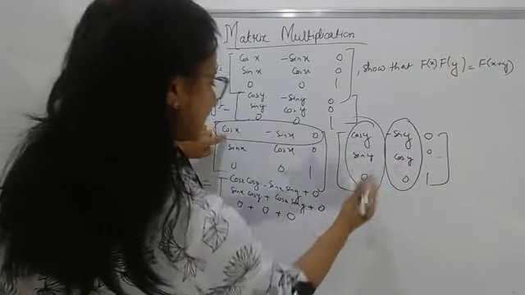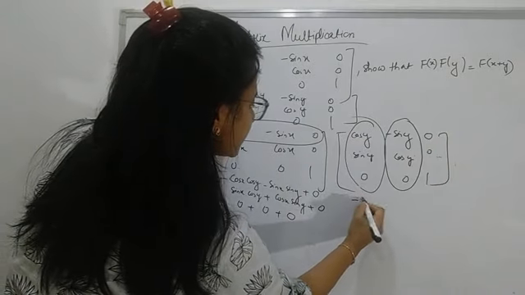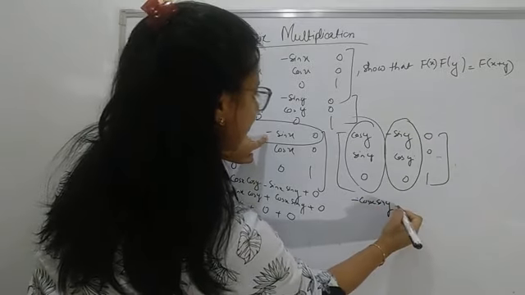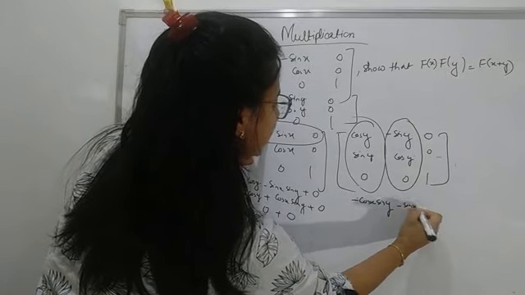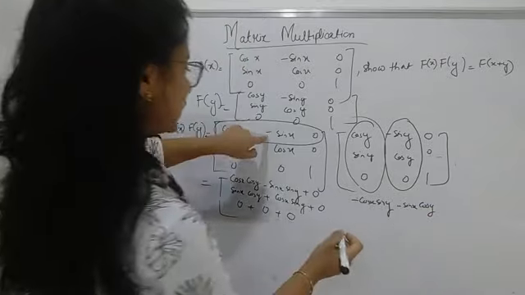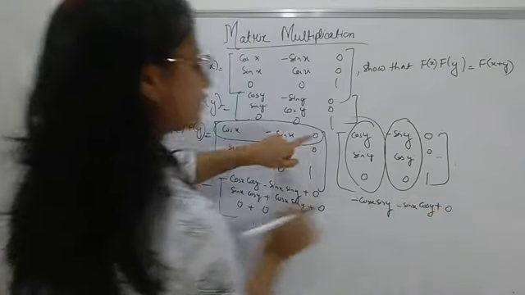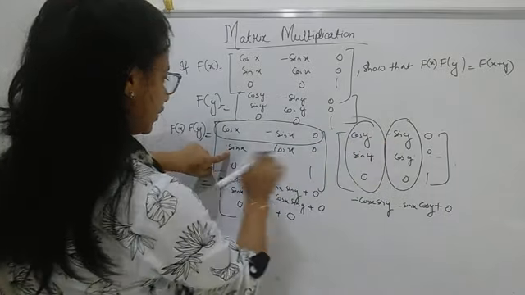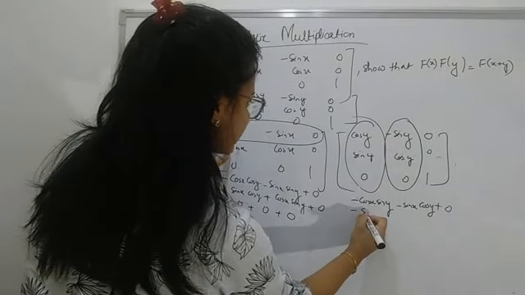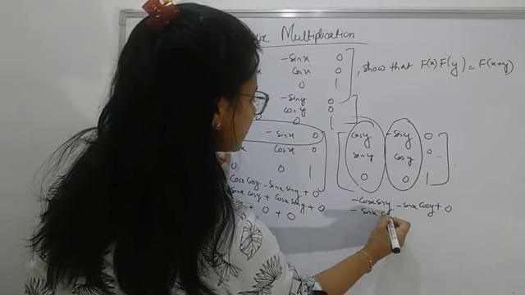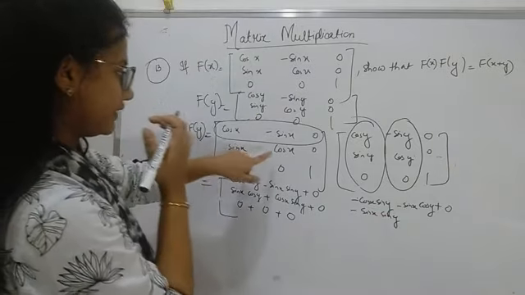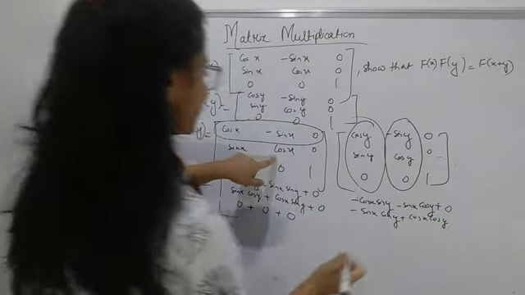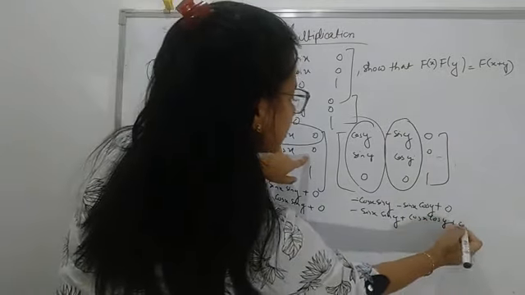First row, second column: cos x into minus sin y will be minus of cos x sin y. Next it will be minus sin x cos y. Next it will be 0 plus 0, 0 into 0 is 0. Next we will move to the second row, second column. Sin x into minus sin y, minus of sin x sin y. Here it will be cos x cos y plus 0 into 0, which is 0.